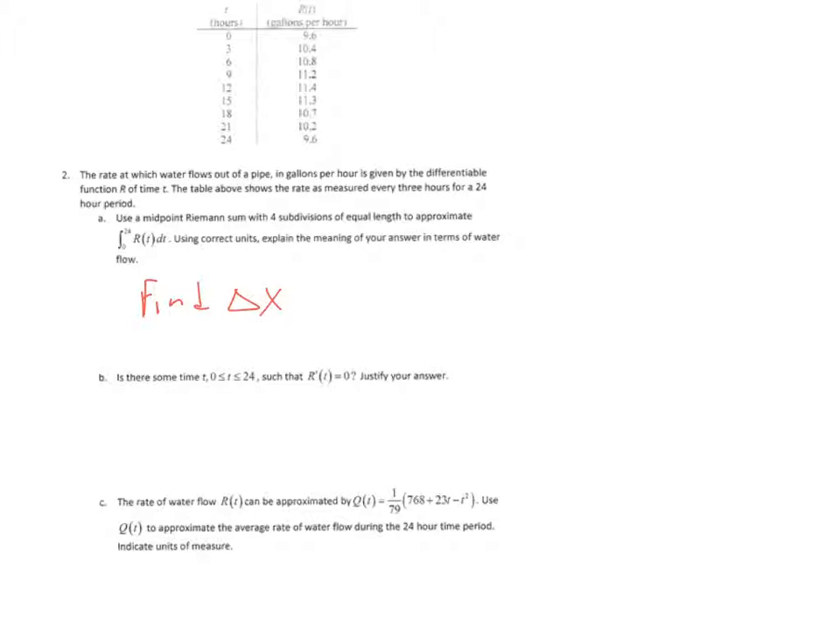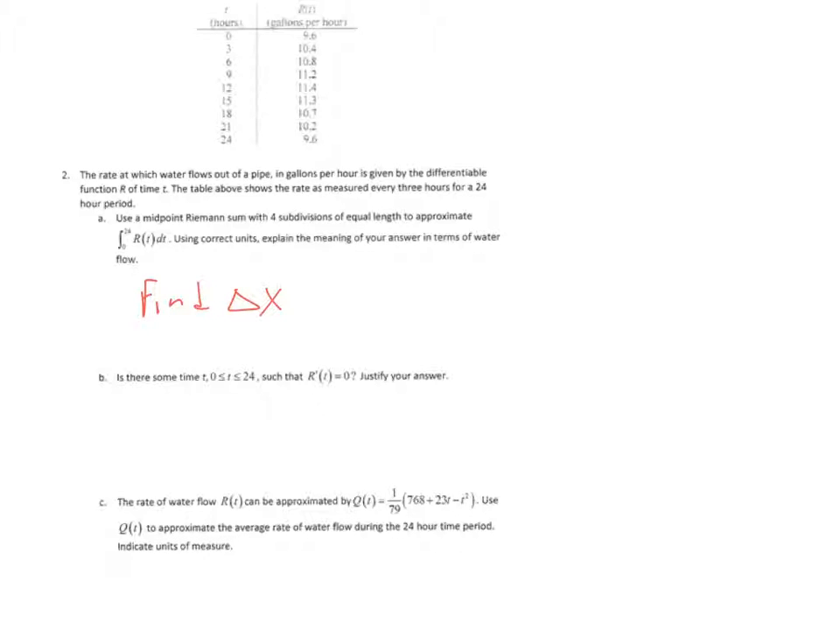Find delta x, and again, we talked about how you can go about doing that in the problem. And then once you know what delta x is, then you can identify the intervals that you're working with, and then identify what those midpoints are going to be, and then find the areas of the 4 rectangles. Okay. Next thing, part B is looking at that.